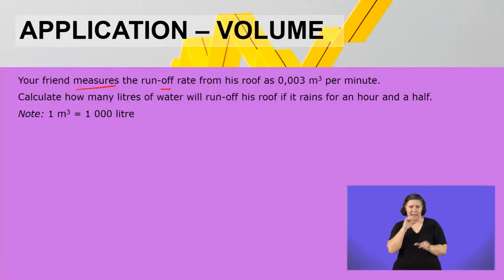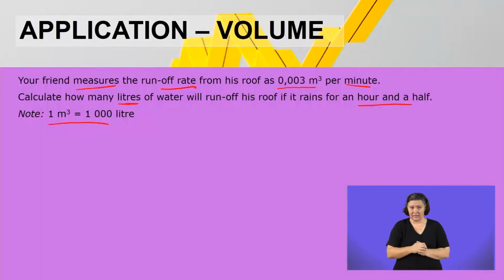Now let's look at the next sum. Here we are saying we are working with volume. So we are saying your friend measures the runoff rate from his roof as 0.003 cubic meters per minute. Right? Calculate how many liters of water will run off his roof if it rains for an hour and a half. Again, can you see what I'm doing? I'm underlining all the important information so that I can extract it from here and apply it in my calculation.